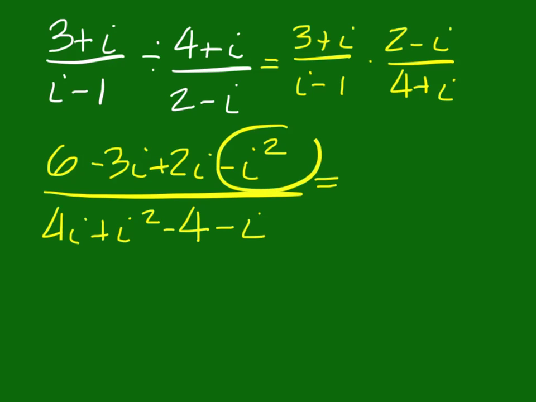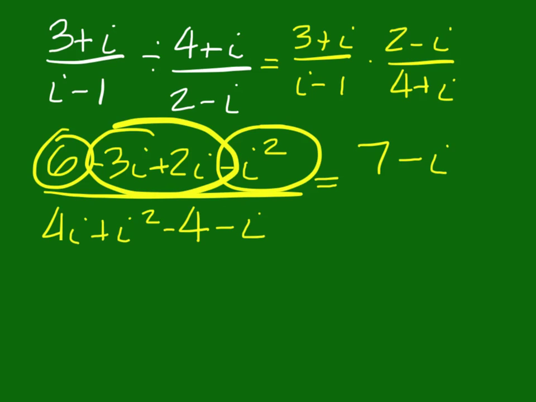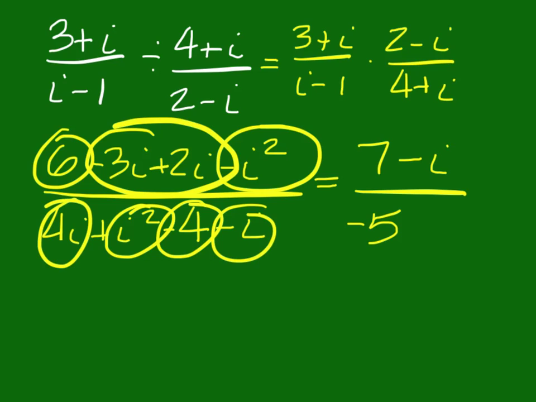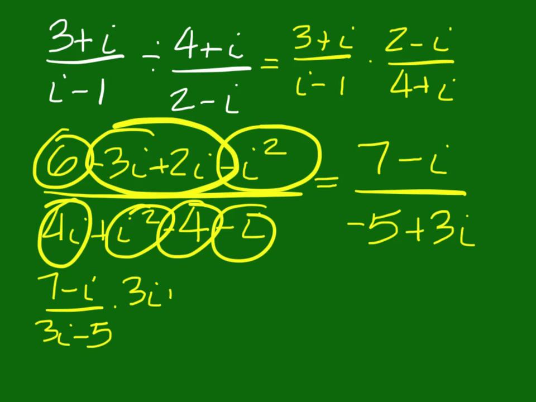On the top, that becomes plus 1. With this, it becomes positive 7, and then negative 3 plus 2 is a negative 1I. On the bottom, this is a negative 1 with the negative 4 is a negative 5, and then 4I minus I is 3I. At this point, to avoid confusion, what you can do is have 7 minus I over 3I minus 5. So that when you do your multiplication by the same quantity but different sign, you don't get confused.